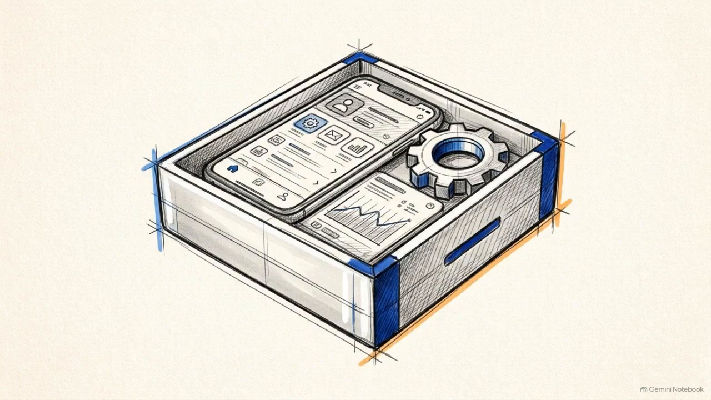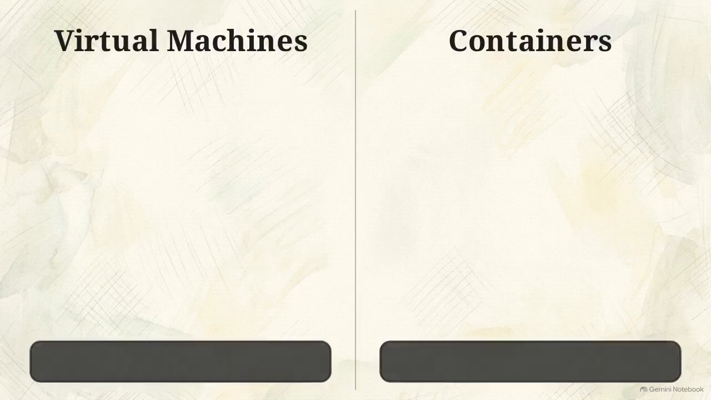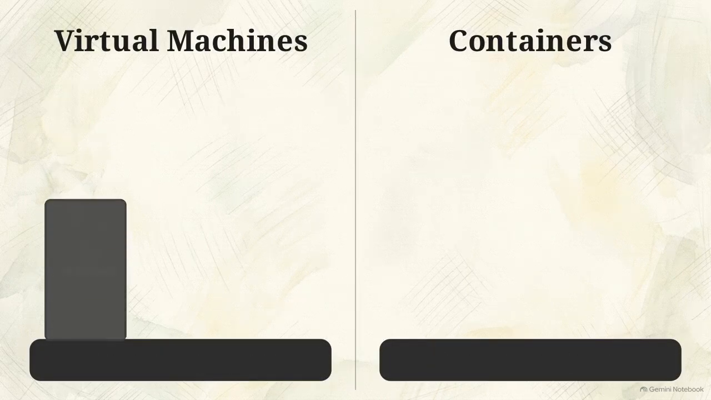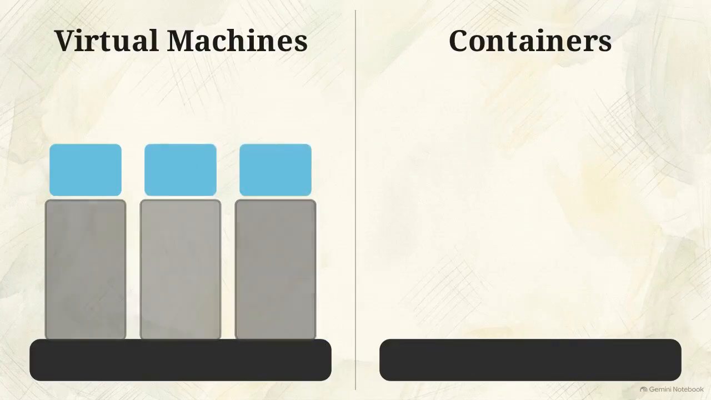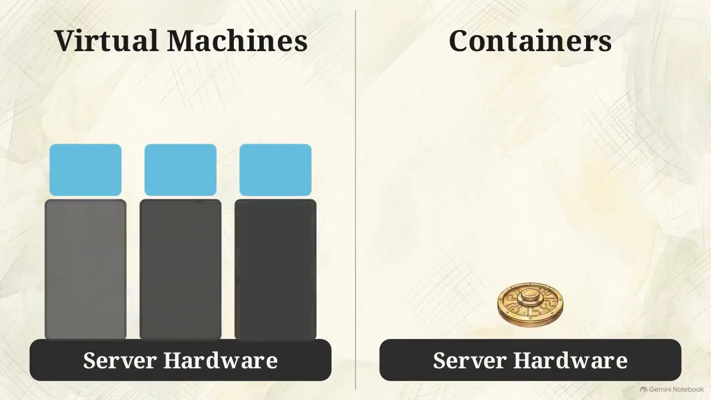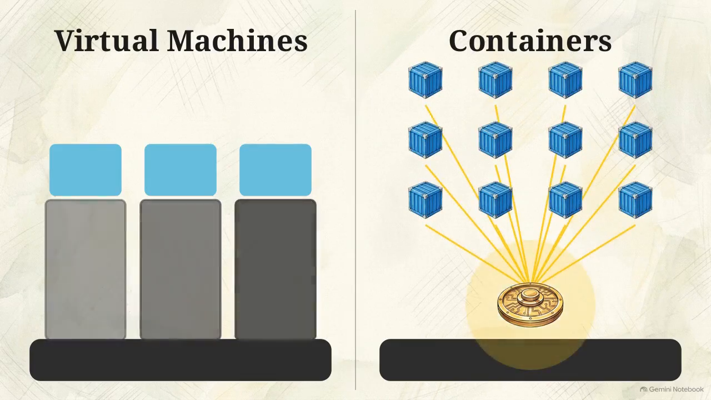A container packages up your application and every tool it needs to run into a single, lightweight unit you can move anywhere. In this side-by-side comparison, the structural difference is clear. The container setup skips heavy operating systems. Instead, every container connects directly to one shared engine. Because they share that core engine rather than replicating it, they spin up instantly.